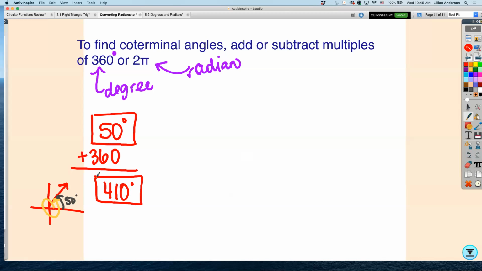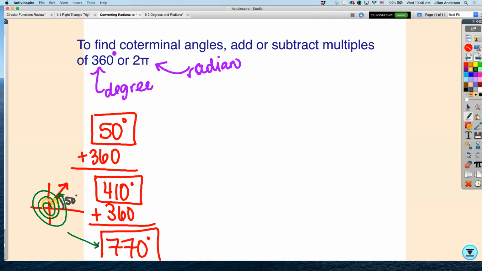If I wanted to find another positive coterminal angle, I would just continue to add 360 again. So what's 410 plus 360? 770. That would be the angle if I went around how many times? Twice. So 1, 2, 3. And the number of rings, like me drawing this, that's how you would represent these different coterminal angles. We'll work on sketching more on Friday, but this is how we find them.